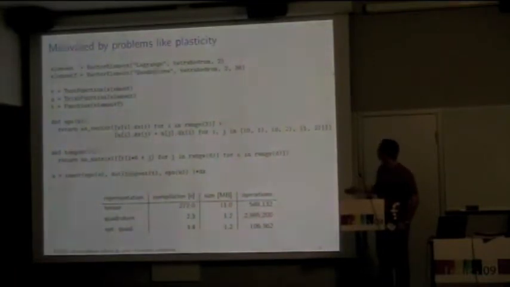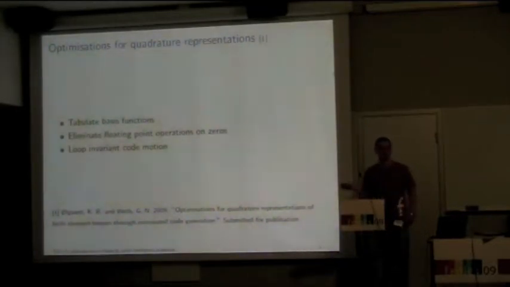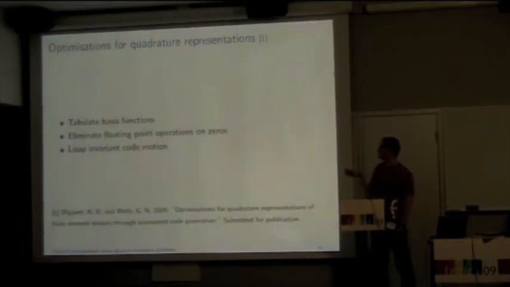So how do we do these optimizations? Well, basically it's just 3 simple things. We tabulate the basis functions, we eliminate the floating point operations on zeros, and we do some loop invariant code motions, and I'll explain all that in detail in just a second. And we describe all this in this paper here that hopefully will be accepted soon.